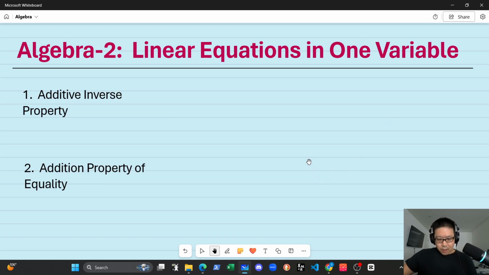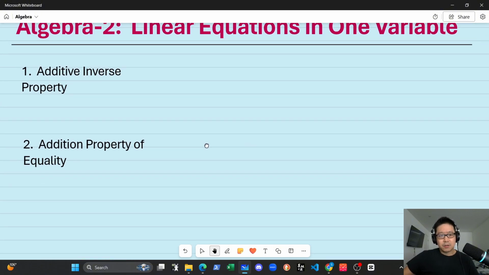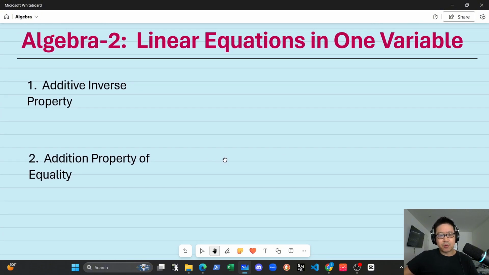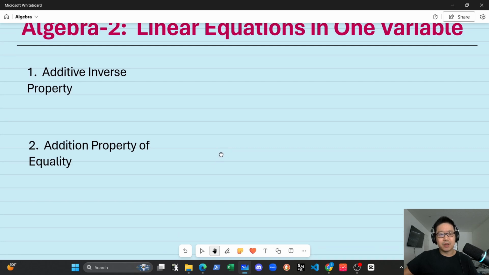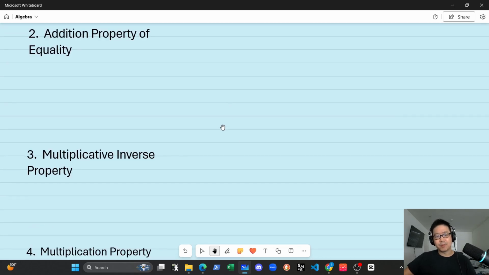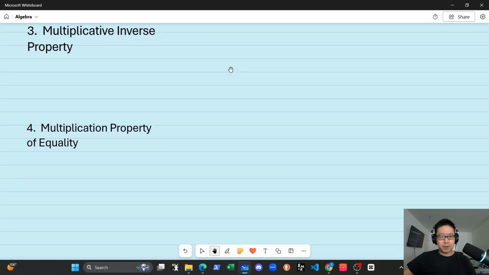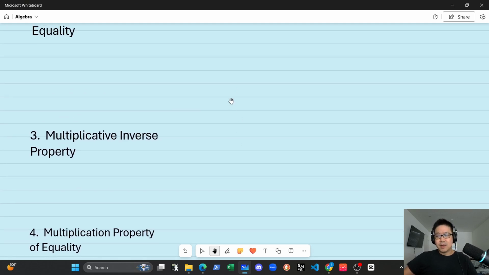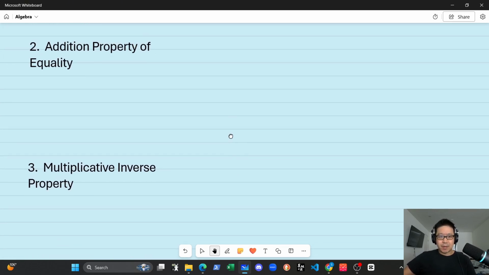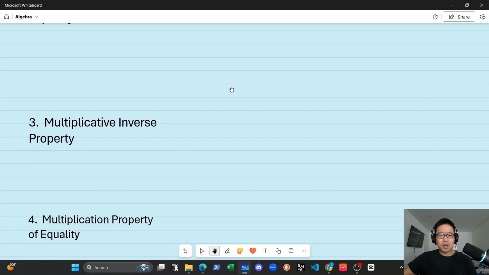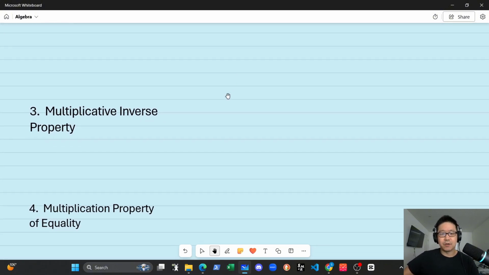Now, when you study solving linear equations in one variable, you're going to run across what's called properties. Your teachers are probably going to go over these four. So the four properties are one, additive inverse property, two, the addition property of equality, three, the multiplicative inverse property, and four, the multiplication property. Out of these four properties, the only ones you really need to remember are the addition property of equality and the multiplication property of equality.